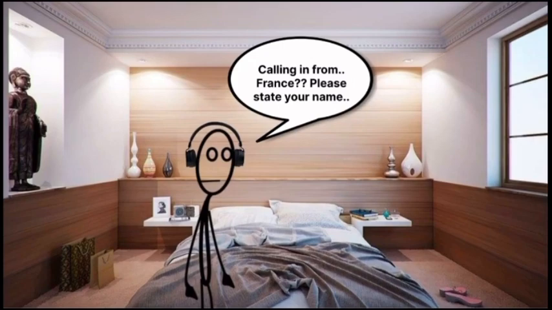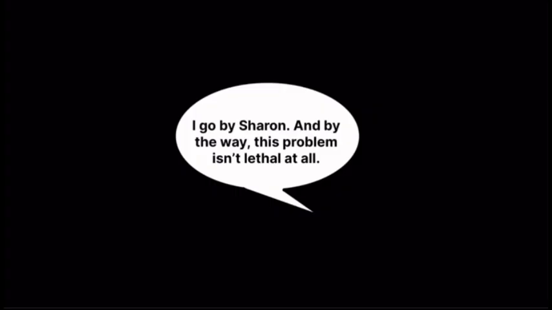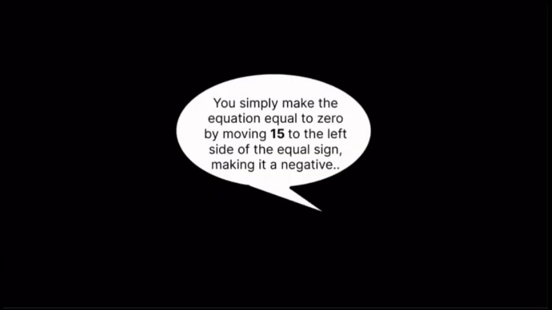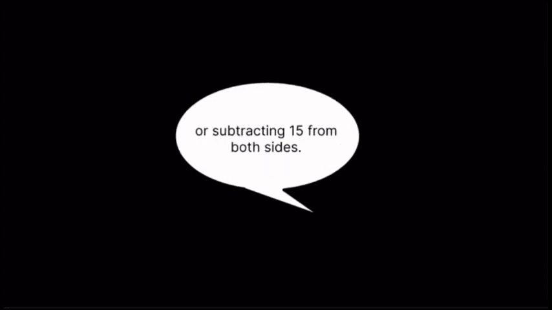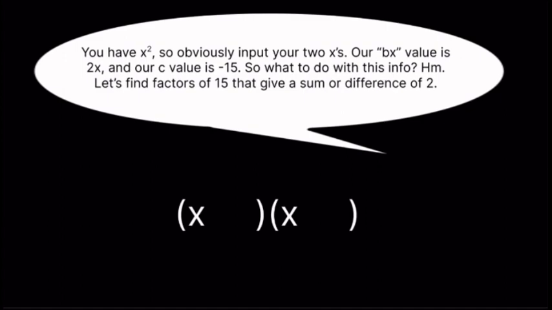Calling in from France? Please state your name. I go by Sharon, and by the way, this problem isn't lethal at all. You simply make the equation equal to 0 by moving 15 to the left side of the equal sign, making it a negative, or subtracting 15 from both sides. You have x squared, so obviously input your two x's.